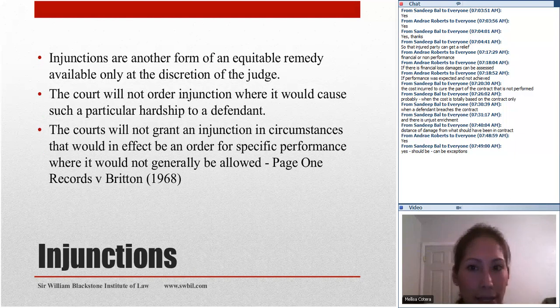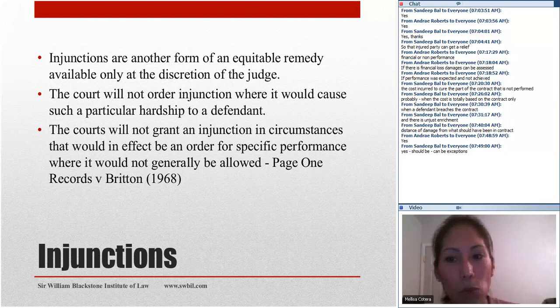And lastly, this equitable remedy, injunction. Injunctions are another form of an equitable remedy available only at the discretion of the judge. The court will not order an injunction where it would cause such a particular hardship to a defendant. There is an overlap between mandatory injunctions and specific performance, which has been recognized by the courts. The courts will not grant an injunction in circumstances that would in effect be an order for a specific performance where it would not generally be allowed.